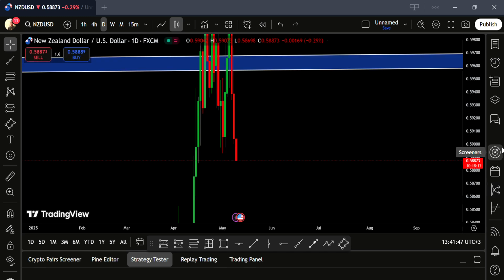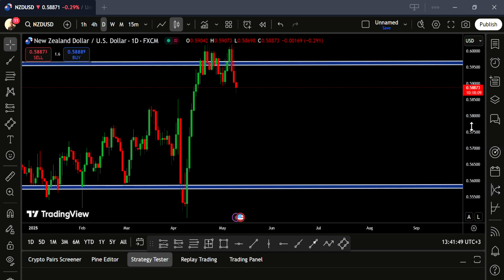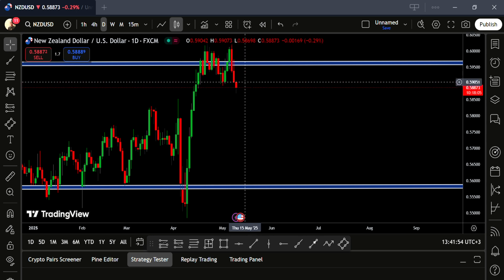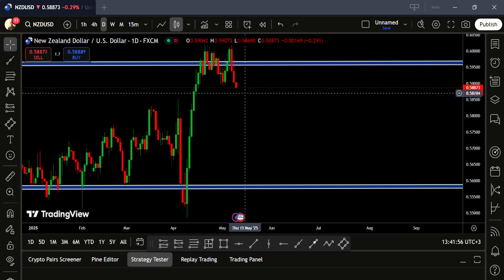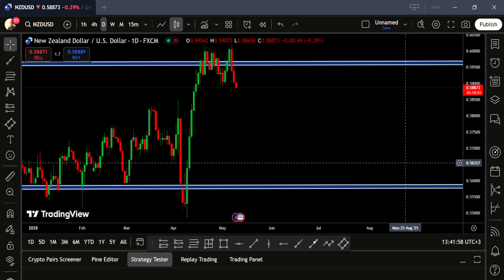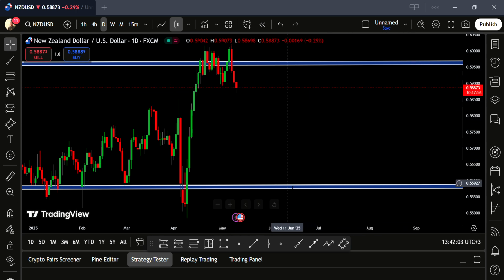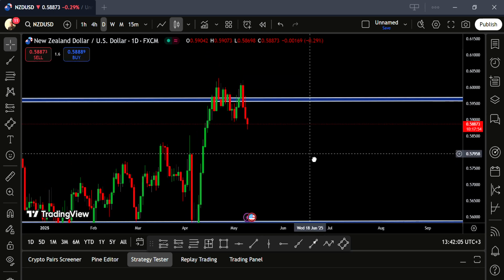So I'll come back to our daily time frame. The daily shows already it has broken down here, but we cannot confirm that unless the candle has closed. But I know it is going to close as a bearish candle which has broken below this. So that means we are safe to go.